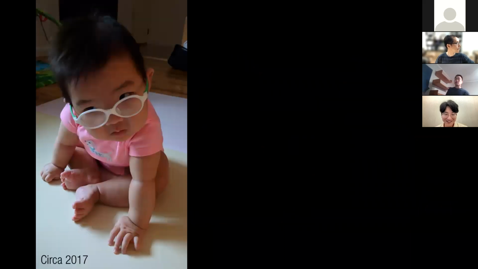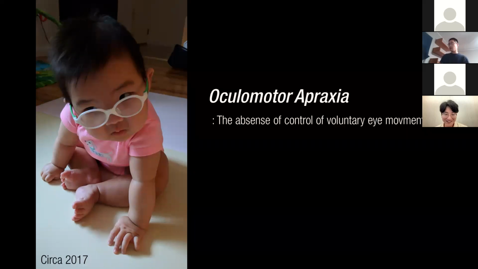Right, so this is my niece, Hannah Park, a daughter of my younger brother, who was born in 2016. She was the firstborn baby in our family. She brought a full package of happiness to our family. A few months after she was born, she was diagnosed with oculomotor apraxia. This is the absence of control of voluntary eye movement, which means that she cannot control her eye movement, so she has to turn her head to follow objects.